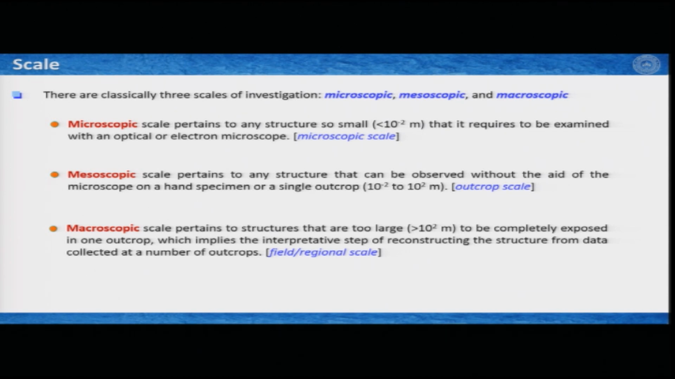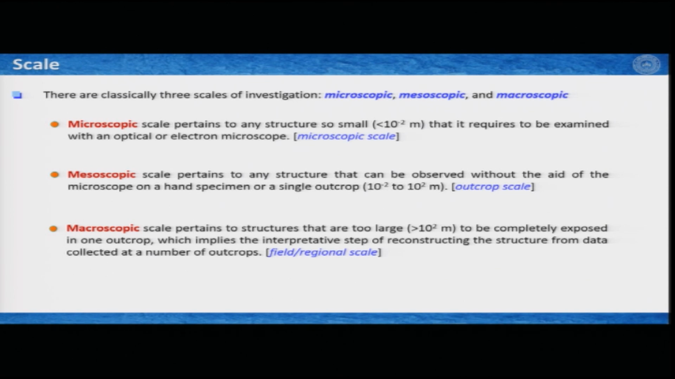So it's about 1000 meters or 1 kilometer or something like that, and we call it outcrop scale or outcrop study. And then macroscopic scale is something where you are doing a large scale field study or regional scale field observations. So this is greater than 1 kilometer and so on.